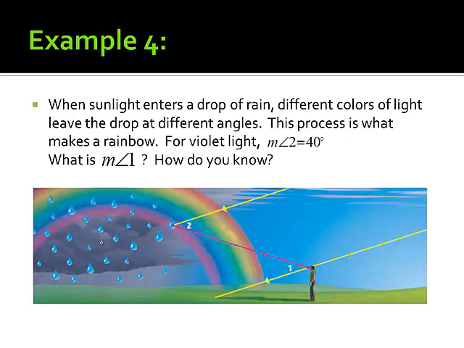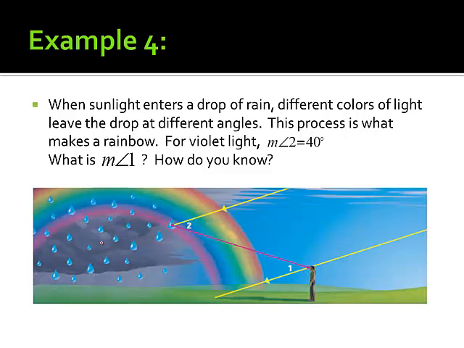Here's another one. This is kind of a physics one. When sunlight enters a drop of rain, different colors of light leave the drop at different angles. This process is what makes a rainbow. This is what is called refraction, where light actually reflects off of at different angles within either a drop of water or glass or various other things. For violet light, the measure of angle 2 is equal to 40 degrees. What is the measure of angle 1 and how do you know?